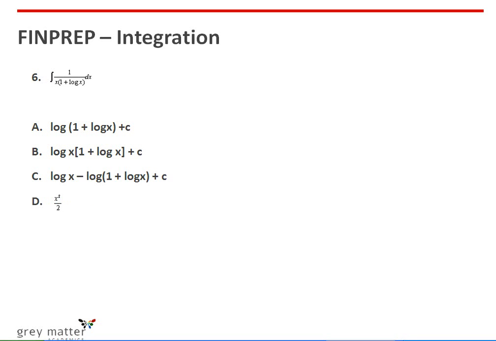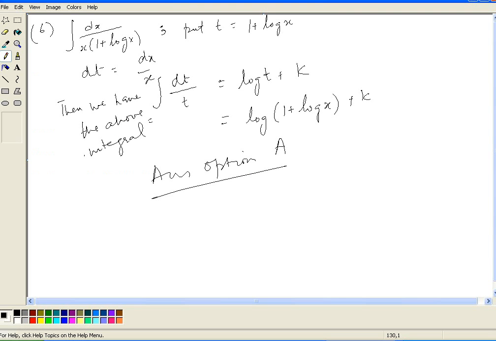Question 6. Integral of 1 by x into 1 plus log x dx. Going to our work area, we put 1 plus log x as t. That is, putting t equal to 1 plus log x. What happens is, when we differentiate on either side, dt would be equal to dx by x.